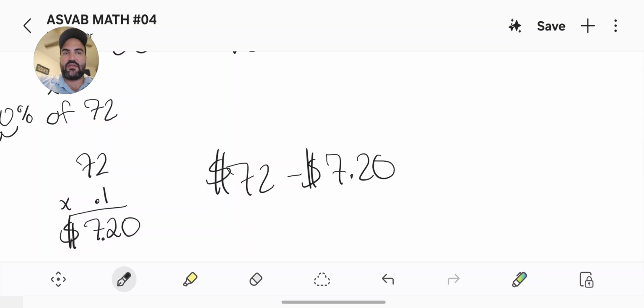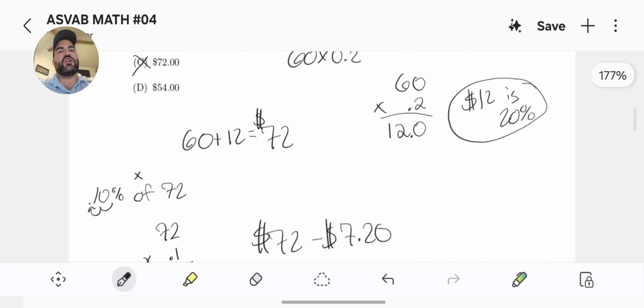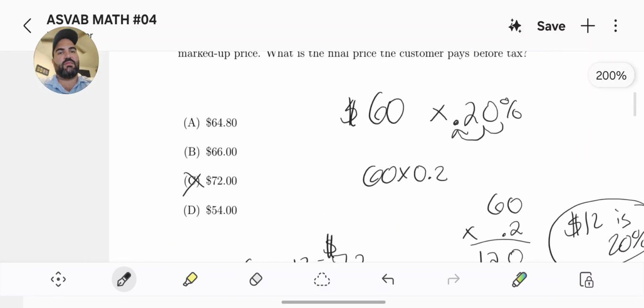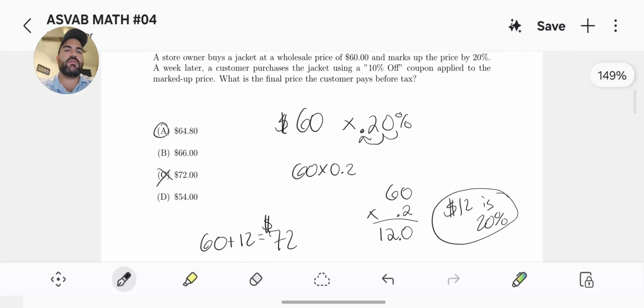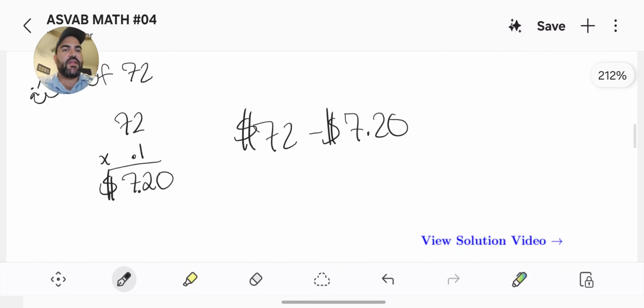So if you think about it, you could subtract 7 first. So 71, 70, 65. Okay? And then you're going to take away some. So the best answer is definitely 64.80. And then there it is.